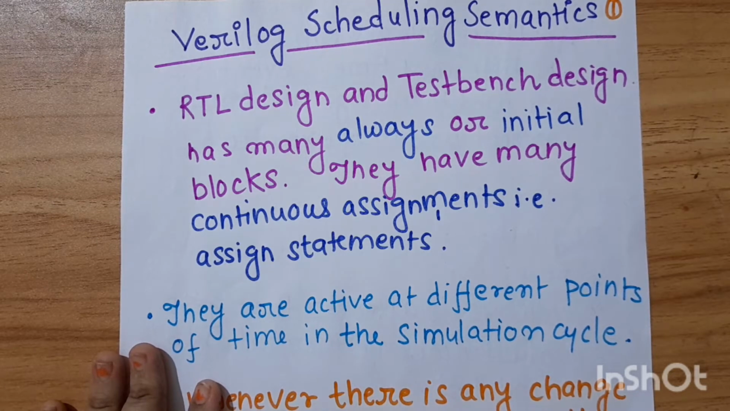So there are many of them. Now scheduling semantics means what? That means what is the order of execution of the always blocks, that is the multiple always blocks, multiple initial blocks, multiple continuous assignments in the same module. Because they are all procedural blocks which get executed concurrently. So which always block is executed first, which second, all this is determined by the scheduling semantics.